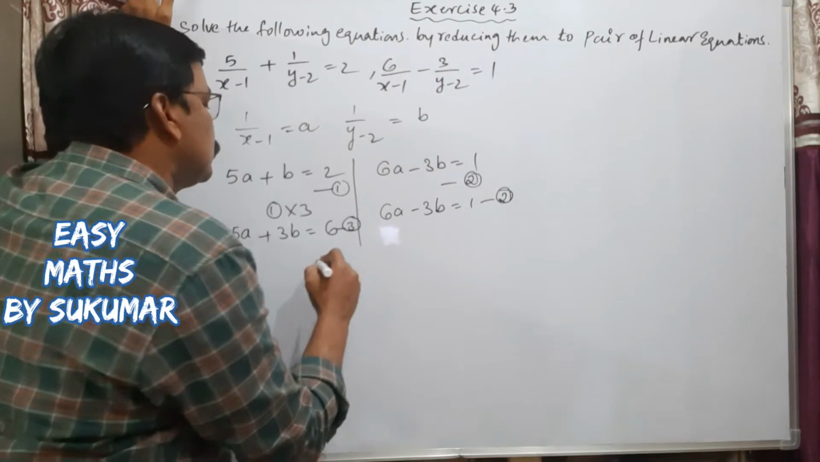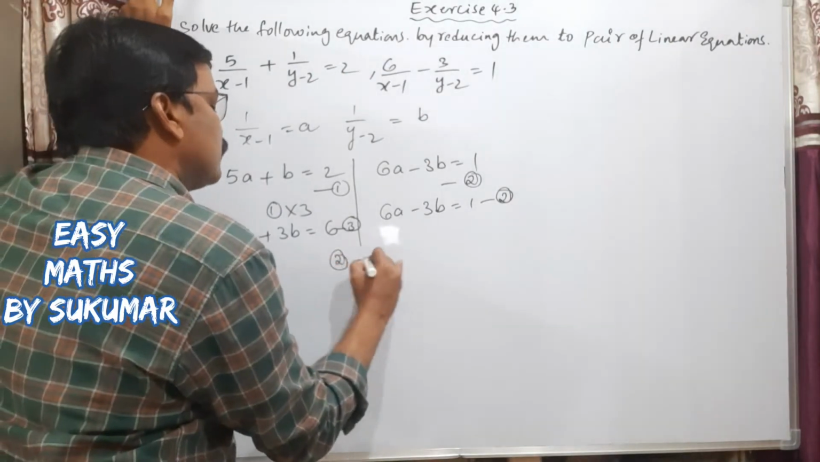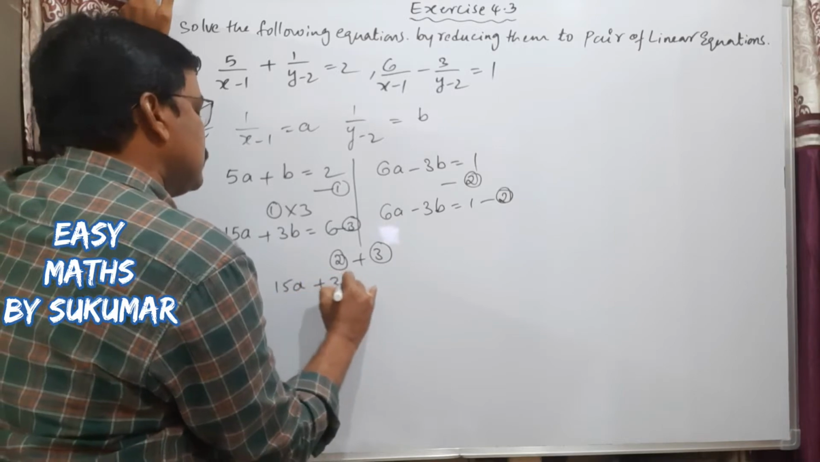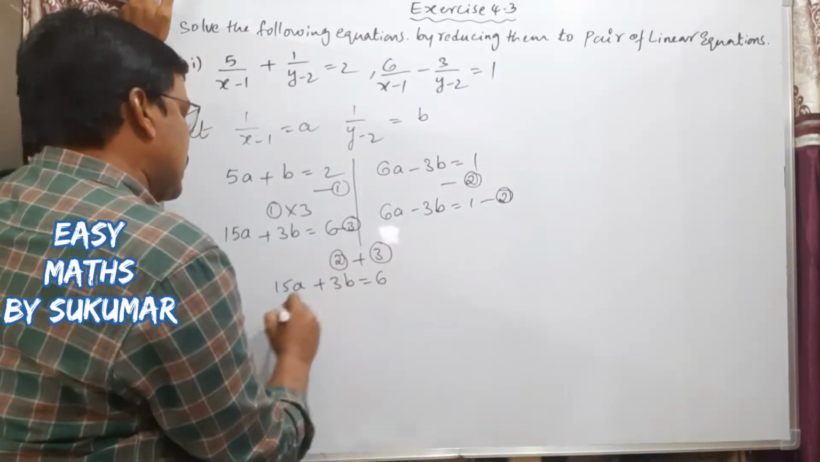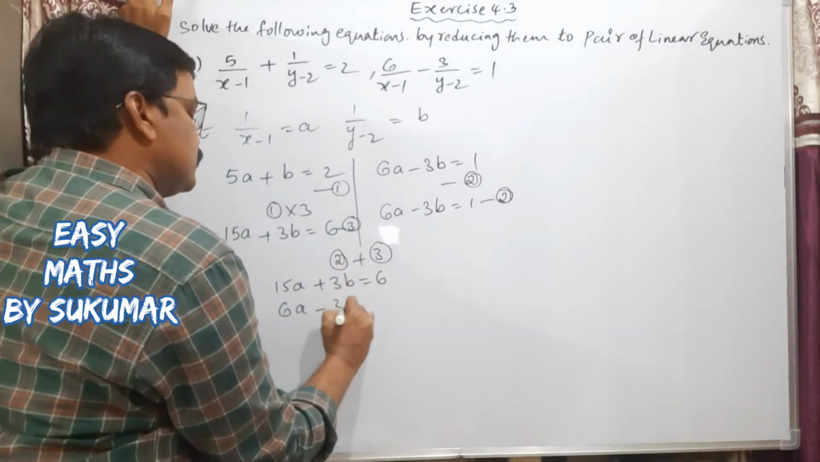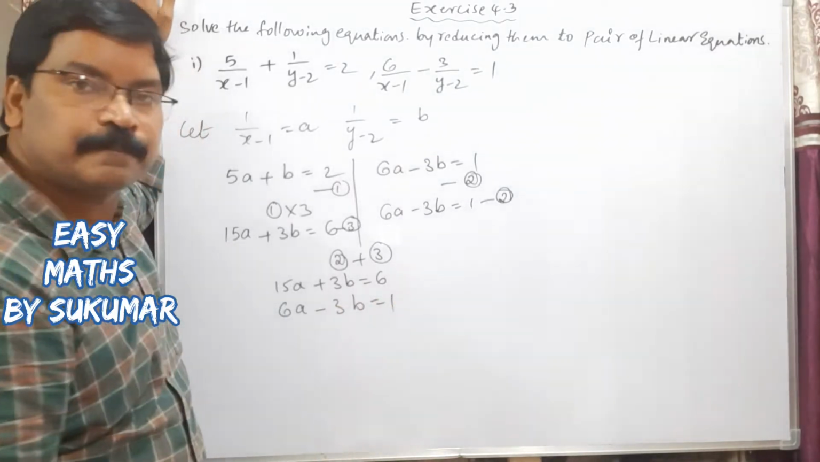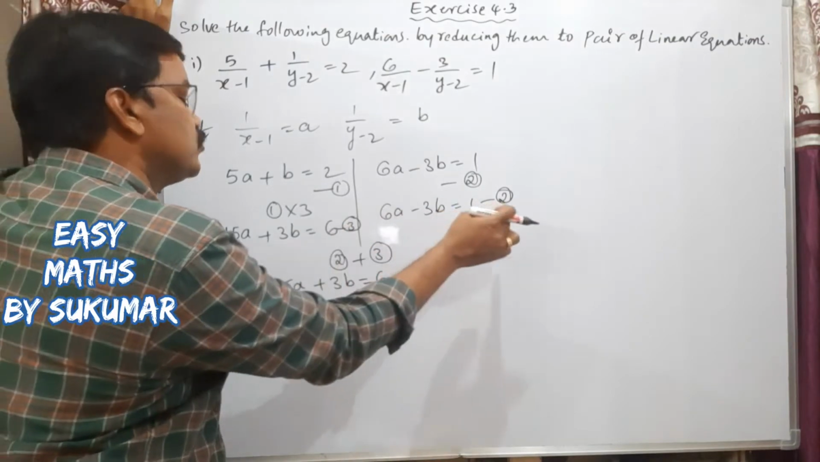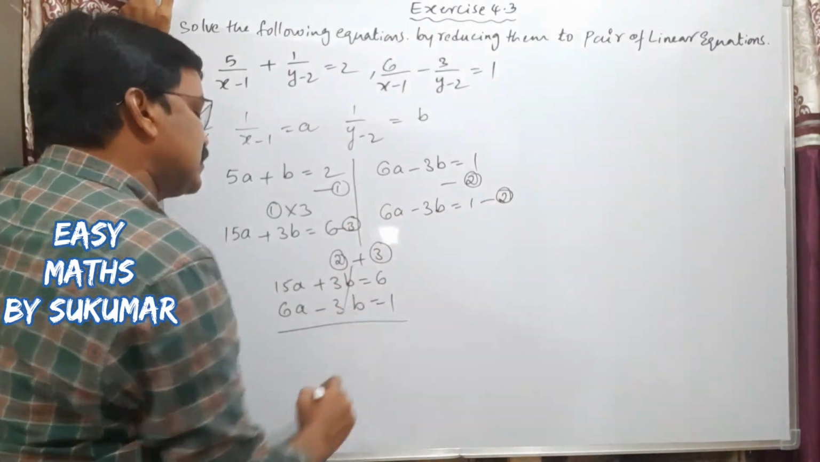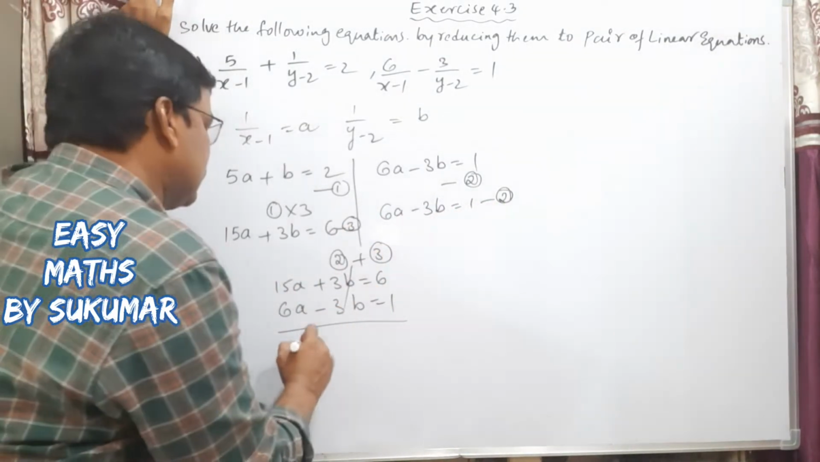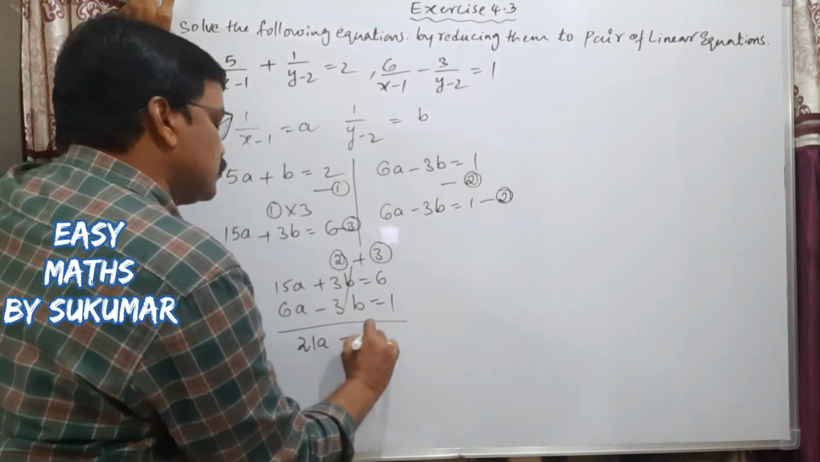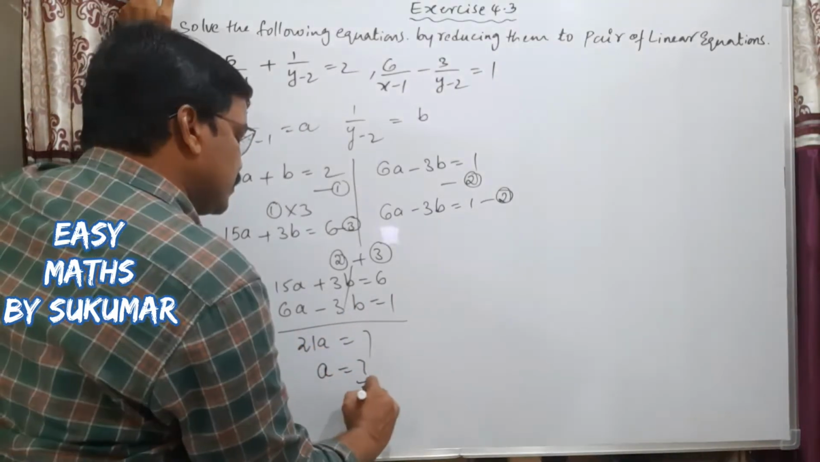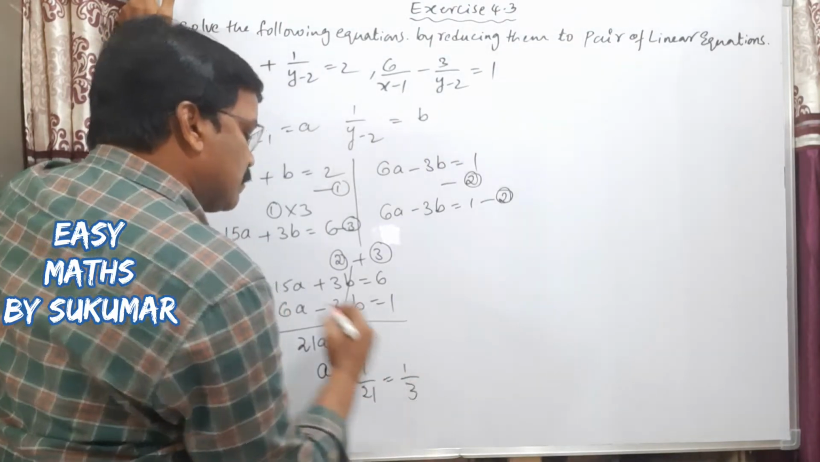Now what we are going to do here is just add equation 3 and equation 2: 15a plus 3b is equals to 6 and 6a minus 3b is equals to 1. By adding the two equations, the plus 3b and minus 3b get cancelled. So 21a is equals to 6 plus 1 is 7. So a is equals to 7 by 21, which is equals to 1 by 3.